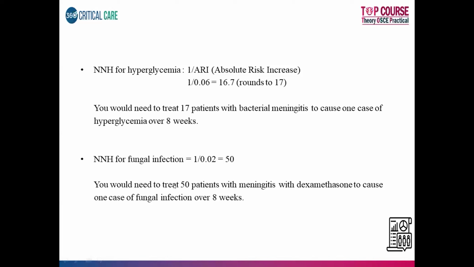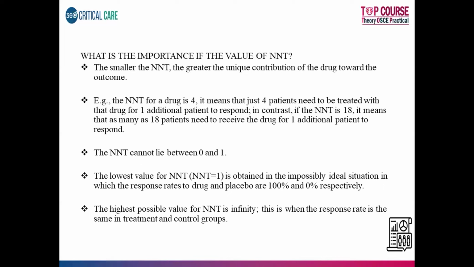Okay, so this is about the number needed to harm. Calculation wise, it is the same. Only for number needed to harm, we need to see the adverse events, and for number needed to treat, you have to see the outcomes, the primary outcomes. Okay, I hope you have understood how to calculate it.